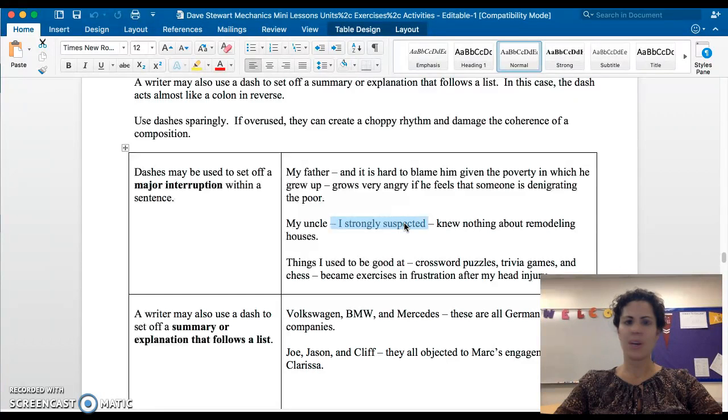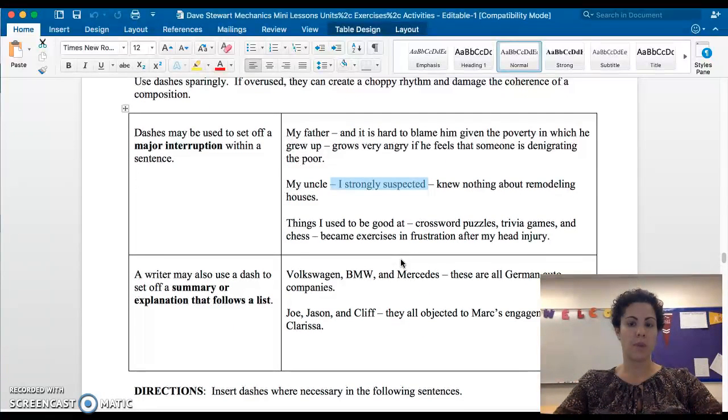So again, something that you could offset with commas as an interrupter, but we want it to be a little more forceful, a little more dramatic perhaps, use dashes. Or things I used to be good at, crossword puzzles, trivia games, and chess, became exercises in frustration after my head injury. I do really like this one because this does what John Leo does in Mirror Mirror, where it gives you those short exemplifications or illustrations to support your main idea. So this is really nice, something you may want to use in the future.